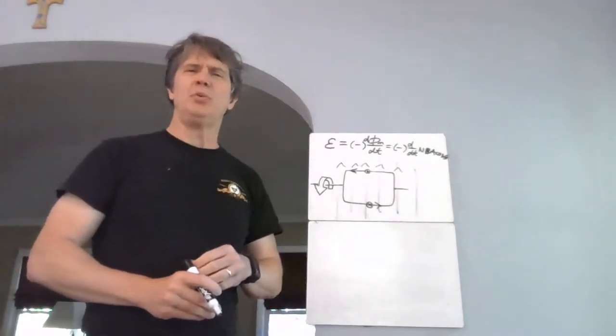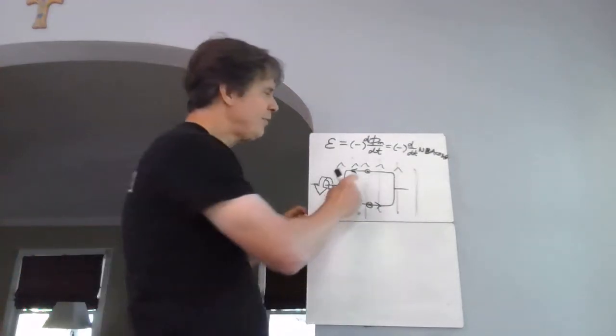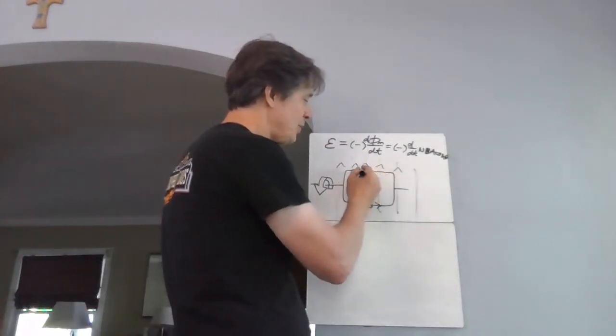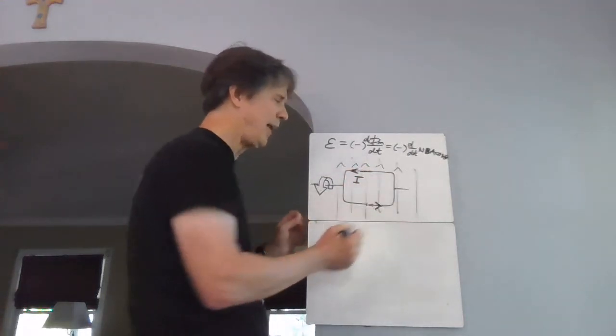But what if I do kind of the opposite? Switch cause and effect. What if I externally force a current to flow this way? And of course that way. And how would I do that?